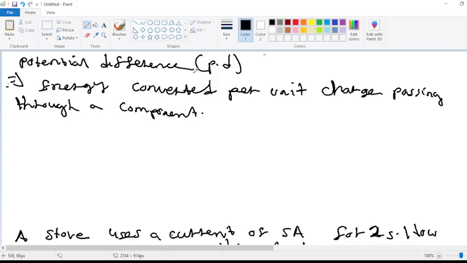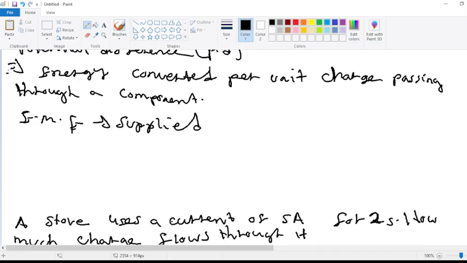But when it comes to the electromotive force, it's not the energy converted, but the energy being supplied. The energy has to be supplied to each coulomb of charge. But when it comes to the potential difference, the energy has to be converted per unit charge passing through a component.